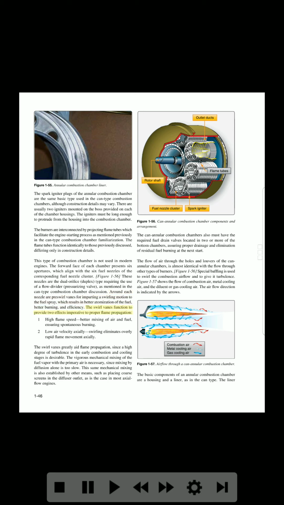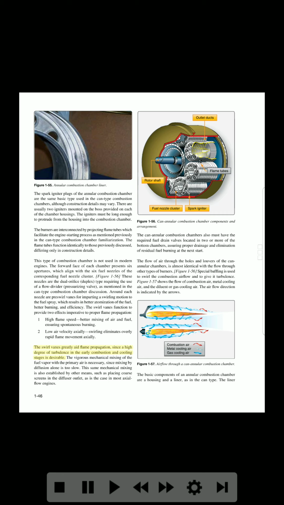The swirl vanes function to provide 2 effects imperative to proper flame propagation. 1. High flame speed. Better mixing of air and fuel, ensuring spontaneous burning. 2. Low air velocity axially. Swirling eliminates overly rapid flame movement axially. The swirl vanes greatly aid flame propagation.